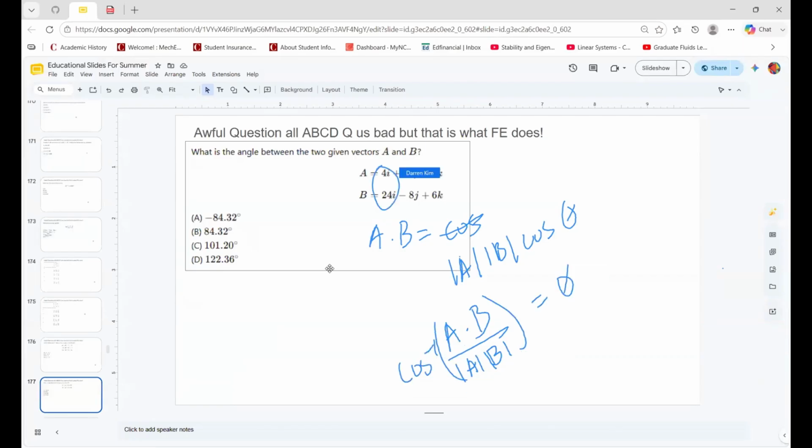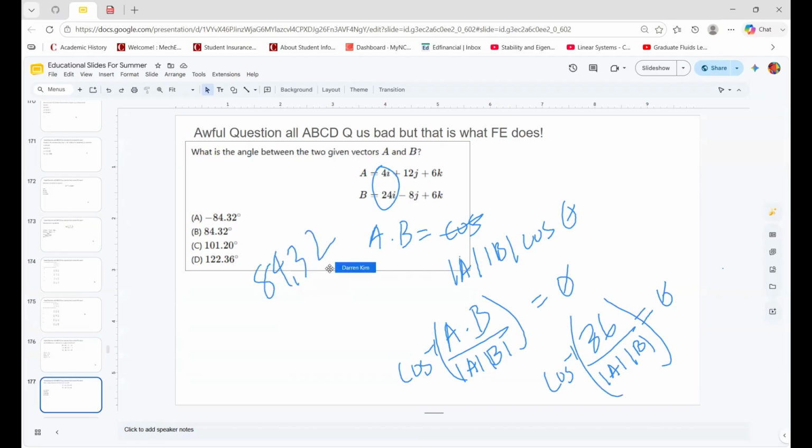And then here we have 4 multiplied by 24 plus -8 multiplied by 12 plus 6 multiplied by 6 equals 36. So it's 36 divided by the magnitude of A and the magnitude of B, cosine inverse equals theta. Then we can do cosine inverse of 36 divided by the square root of 4 squared plus 12 squared plus 6 squared, multiplied by the square root of 24 squared plus 8 squared, because the negative doesn't matter. And then we get 84.32. It doesn't matter because the angle between is the shorter one.